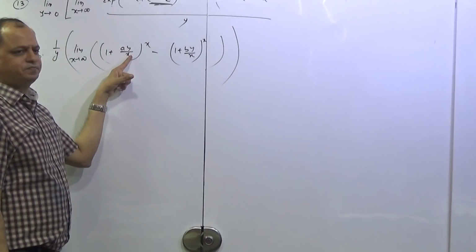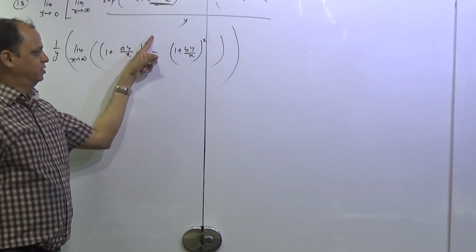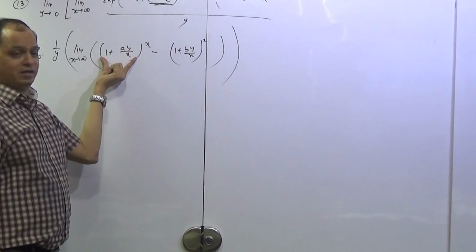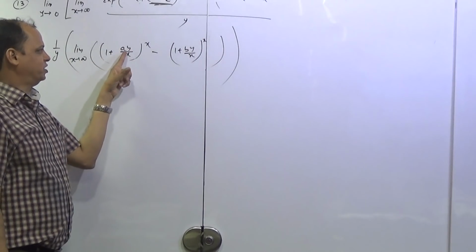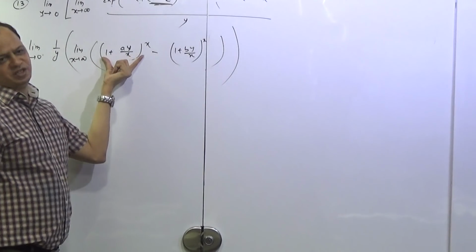Write it here. That is 0. So 1 to the power infinity. 1 to the power infinity. The answer is e to the power l here. What will be l? Directly you can tell me that answer. e to the power a. e raised to power a.